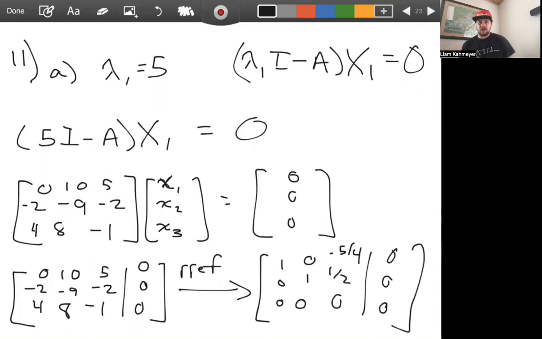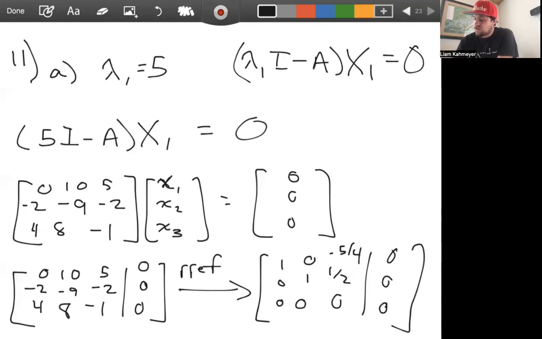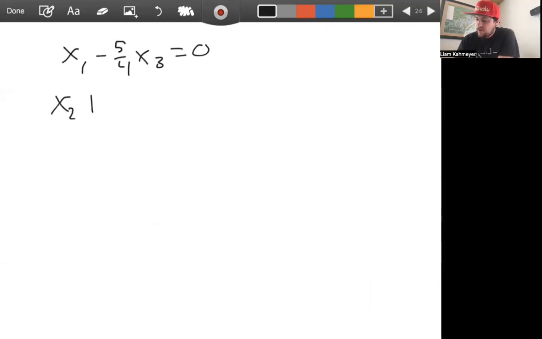And so maybe you should check and make sure I didn't make any mistakes here in my steps. But this was the reduced row echelon form that I got. And what does this mean? Well, this means we have, for the first row, that says x1 minus 5/4 x3 equals 0. The second row says that x2 plus 1/2 x3 equals 0. And then the third row is all zeros.